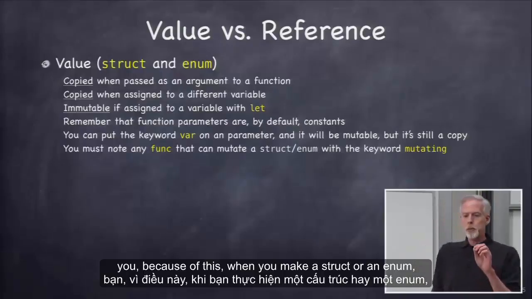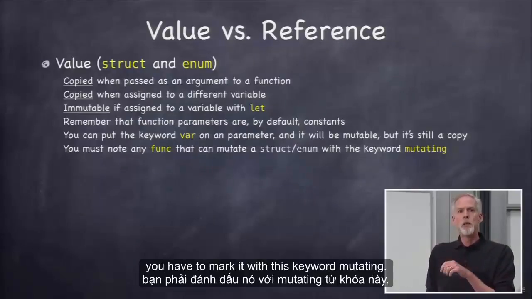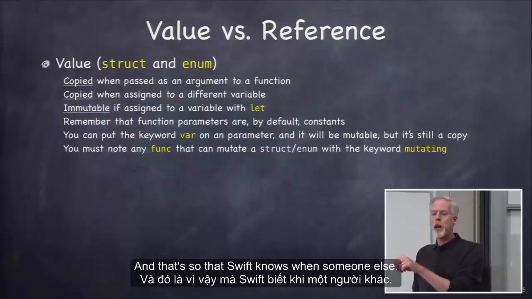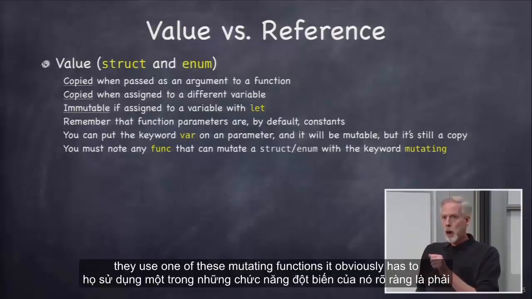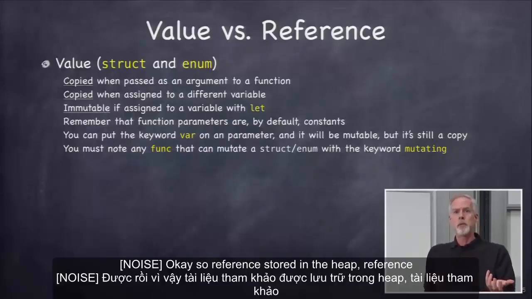Because of this, when you make a struct or an enum and you add a function to it that modifies it, you have to mark it with this keyword mutating. And that's so that Swift knows when someone else tries to use your enum or struct, if they use one of these mutating functions, it obviously has to be in a var, not in a let type variable. Okay?